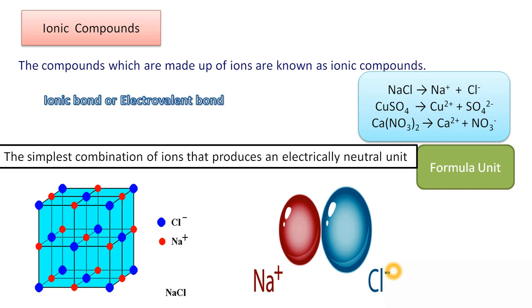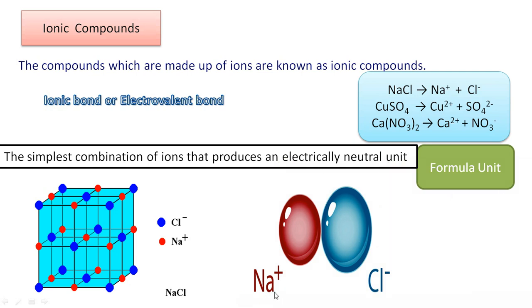So the formula should be Na positive n times n number of atoms and chlorine negative n times n number of atoms. But we write the simplest formula, NaCl. That is not the actual formula. So the simplest combination of ions that produces an electrically neutral unit is known as formula unit.